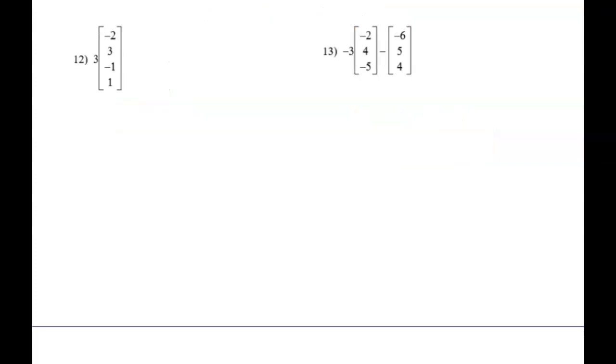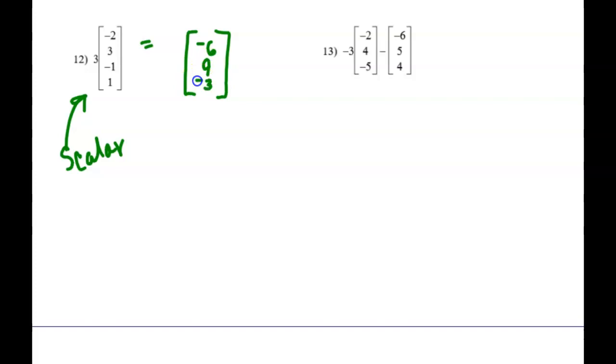All right, number 12. This is a scalar problem. That 3 out there is multiplied, so you can do that. Scalar you can do to any size. So what will I get as my new entries when I multiply everything by 3? -6, 9, -3 and 3, and I didn't write my matrix long enough here. Any questions on that concept?